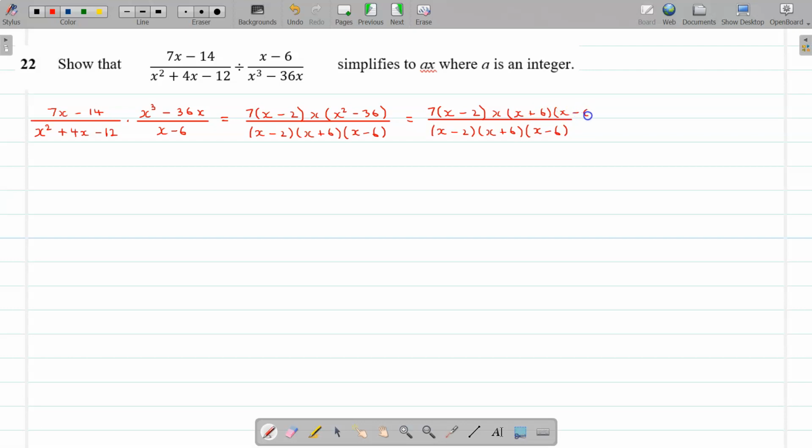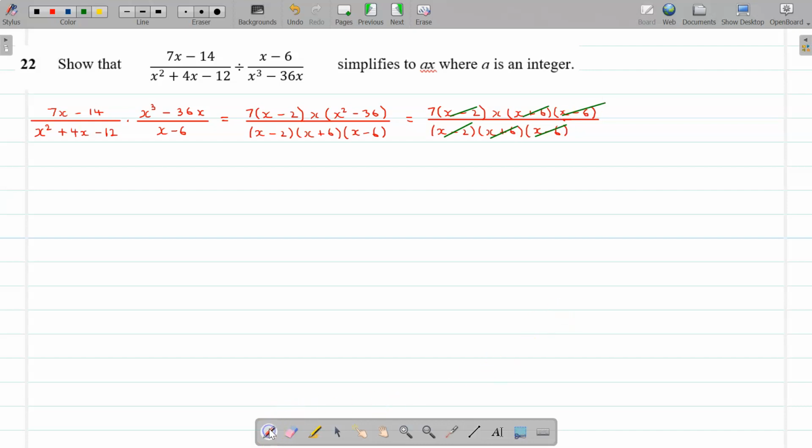Okay, and you can probably see what's going to happen next, because there's lots of opportunities here to cancel this all down. So let's start doing that now. I'll just use a different color for this part. I'm just going to strike through where a term on the top and the bottom matches. So we can take out an x minus 2 from the top and the bottom. We can take out an x plus 6 from the top and the bottom. And we can take out an x minus 6 from the top and the bottom.